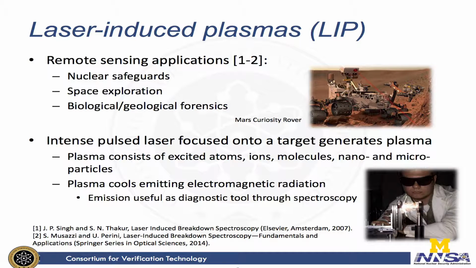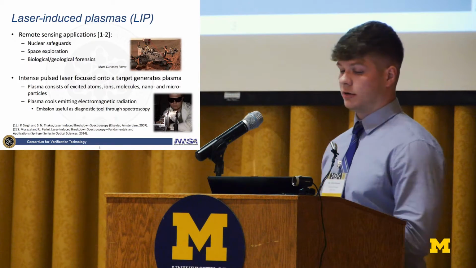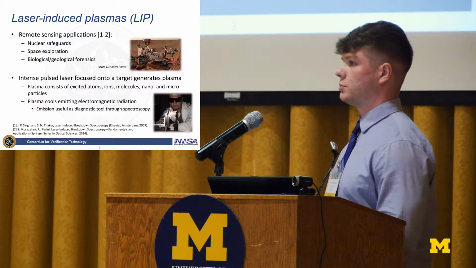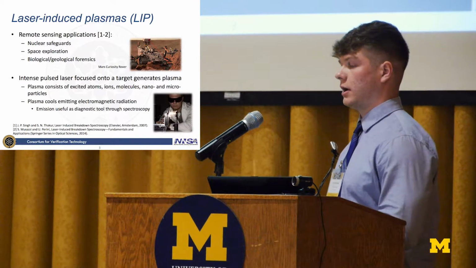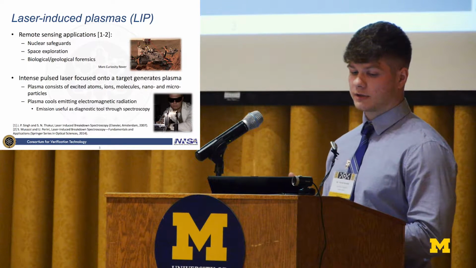Optical techniques use laser-induced plasma and have various applications ranging from nuclear safeguards, which I'll be speaking about, to space exploration. One such example is the Mars Curiosity rover, featured over here in this photo, which uses a laser-induced breakdown spectroscopy system for the characterization of Martian soil and atmosphere. So how does it all work?